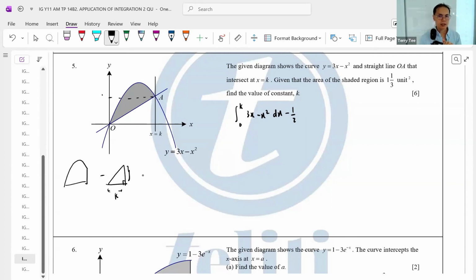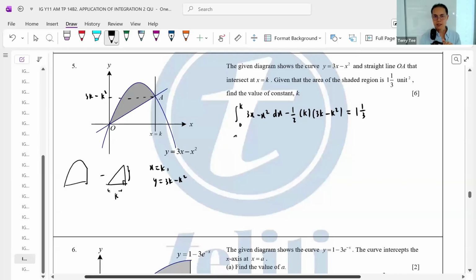If you sub k inside, let's say if your x is k, what's your y? Your y will be 3k minus k squared. So this is 3k minus k squared. This is the height of your triangle. So your base is k, height is 3k minus k squared. The result is 1 over 3.